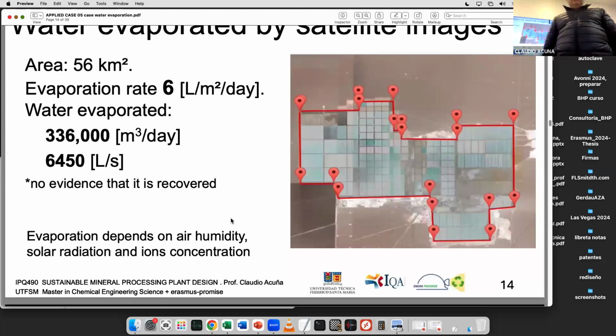This is a calculation with Google Map, to make it short. This is the evaporation rate. When we talk about this area, we're evaporating 6 cubic meters per second. This is equivalent to a big city. The consumption of 200,000 people is 1 cubic meter. So this is 1.2 million people drinking water.